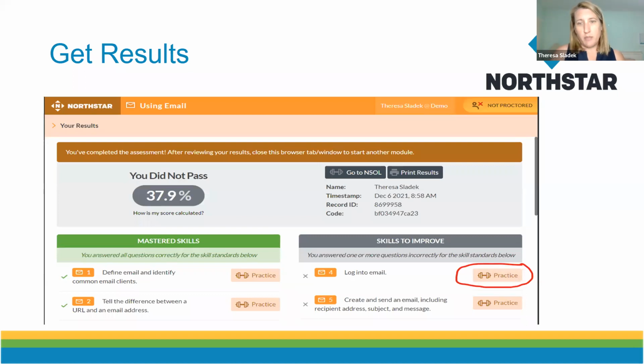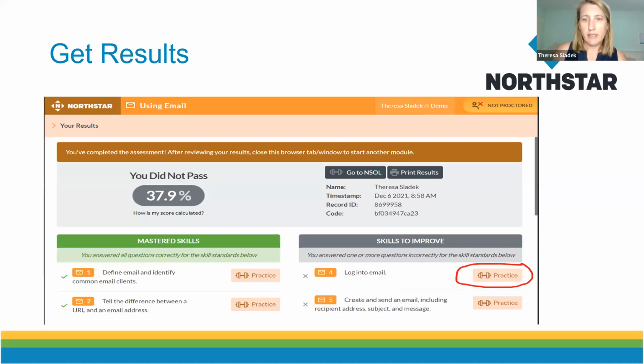The gray column over on the right, these are the standards that the person does not yet know. Now, if someone takes this assessment, and let's say they didn't pass, but they were close, maybe 80%. And in their skills to improve, there were just a few standards here that they hadn't passed. They may want to go to the self-directed online learning or the practice lessons and just practice these specific skills. You know, they probably wouldn't want to do the whole module because they know most of it.